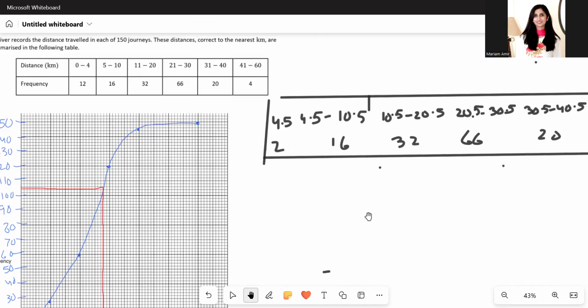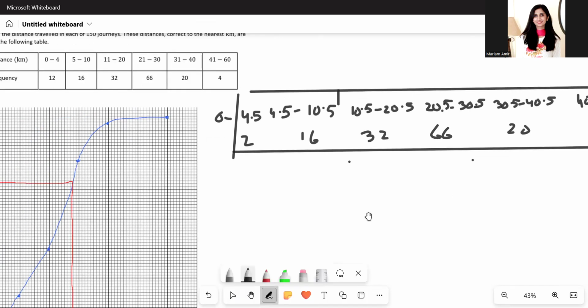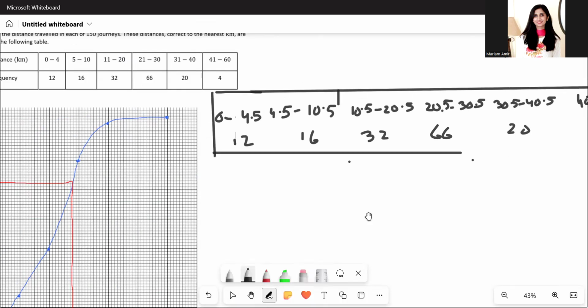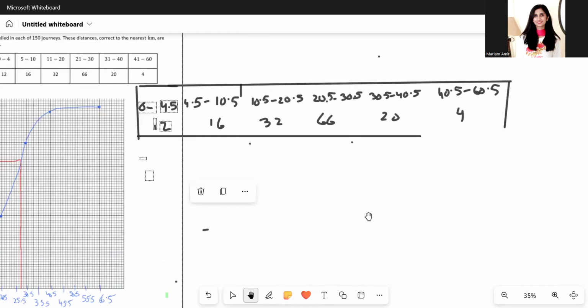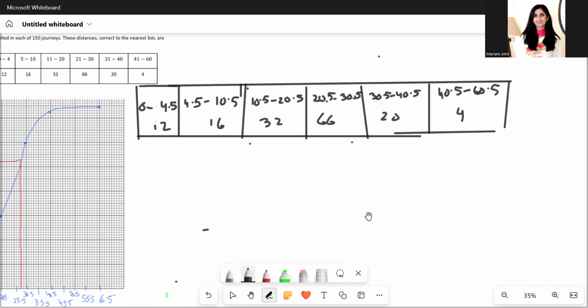First value was from 0 to 4.5. And this was 12. Let me fix that quickly. This is 12. Okay, so for mean, you have to find the mid value times frequency plus next mid value times frequency and so on, divided by total frequency. So what's the mid value of 0 and 4.5?